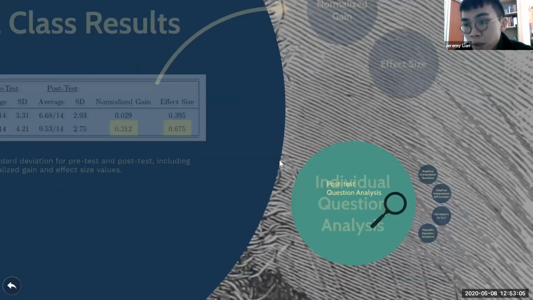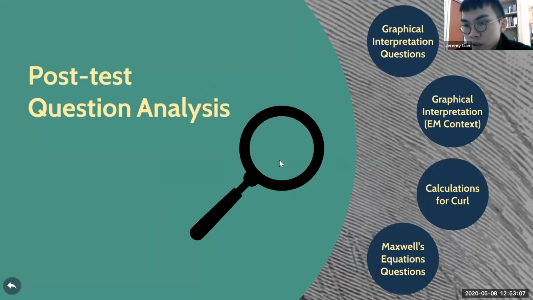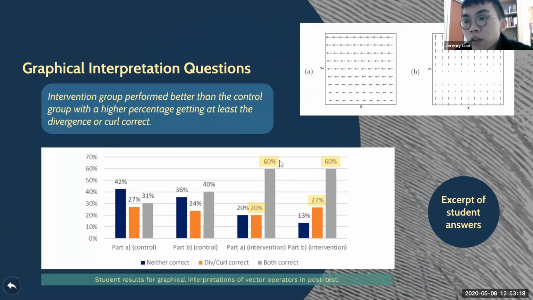We now take a deeper look into the differences between the performance of students in the intervention group and control group by analyzing their answers for individual post-test questions. In the graphical interpretation question, students were given two vector fields as depicted in the figure and asked to determine if the divergence and curl were zero or non-zero.